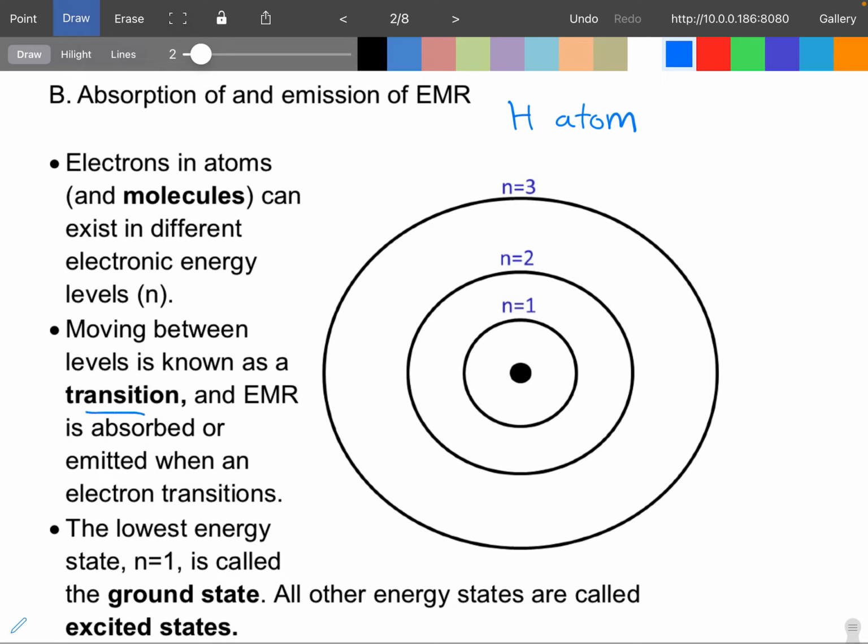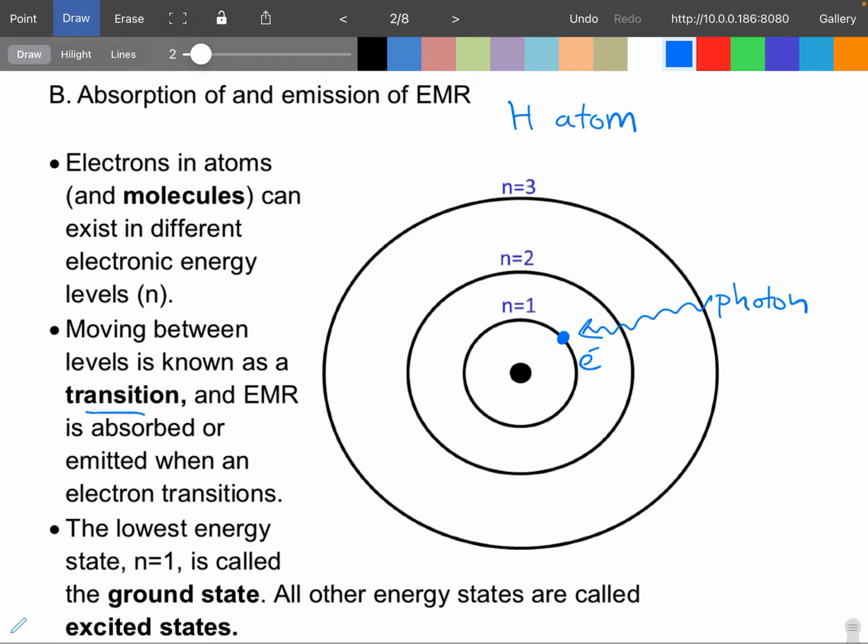So let's say we have an electron here in the ground state, and these n equal 2 and n equal 3 then are excited states, and we can promote that electron to an excited state by shining light upon it. And so if we have a photon of the appropriate energy, it will cause that electron to move up to an excited electronic state.